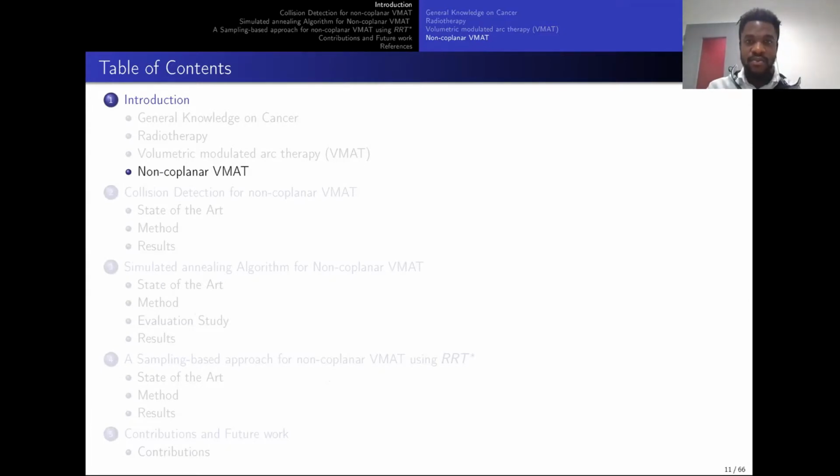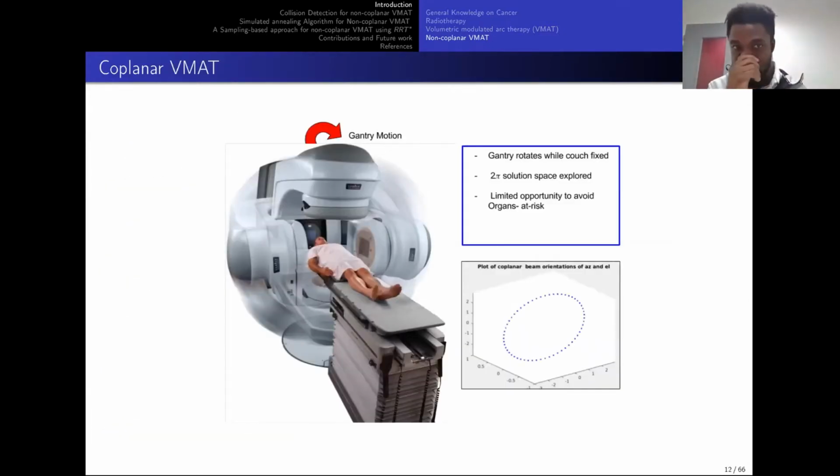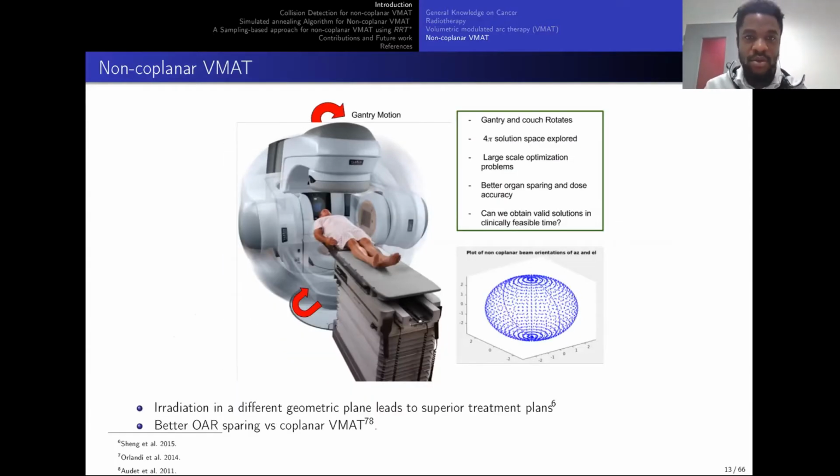With non-coplanar VMAT, we move on from a single motion of the gantry where the patient couch is fixed. In coplanar VMAT, we fix the patient couch and the gantry is moving around the patient. So we move only in a single plane, but then we have a limitation on the organs at risk that we can reach. But in non-coplanar VMAT, the couch is moving at the same time as the gantry. In this way, we can better spare the sensitive organs in the patient because we have much more opportunity to target different parts of the tumor and avoid the organs at risk. So we can have much superior treatment plans.